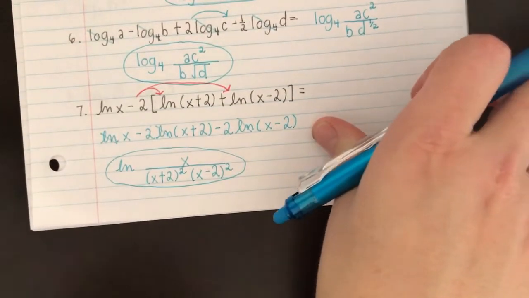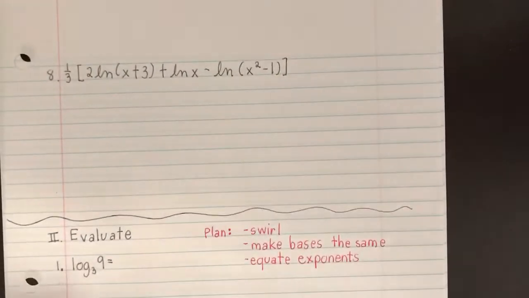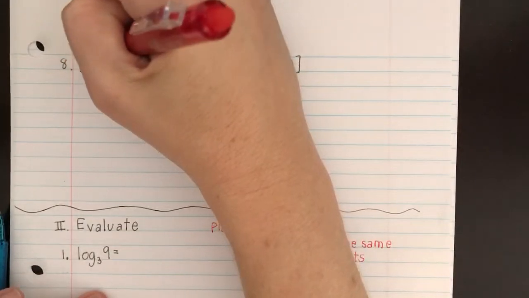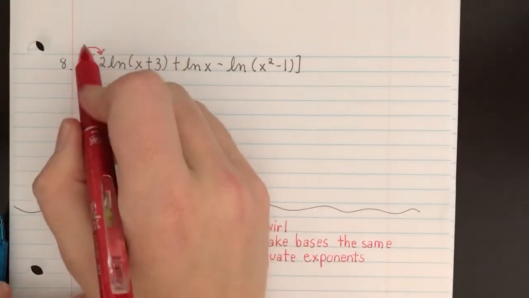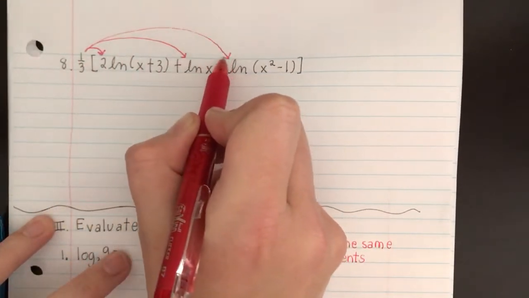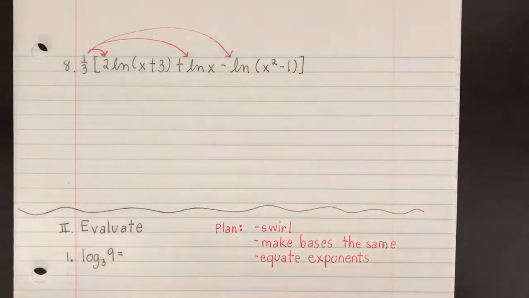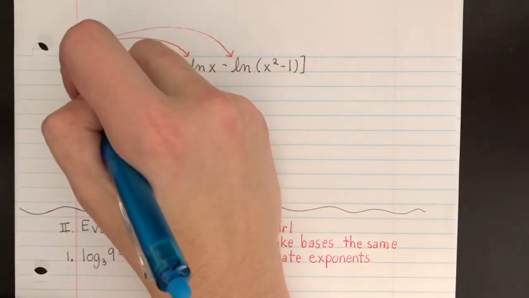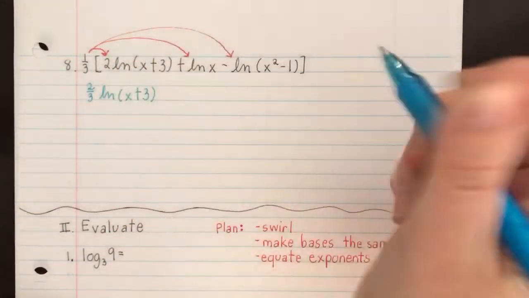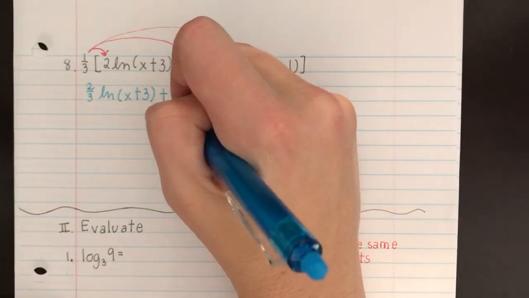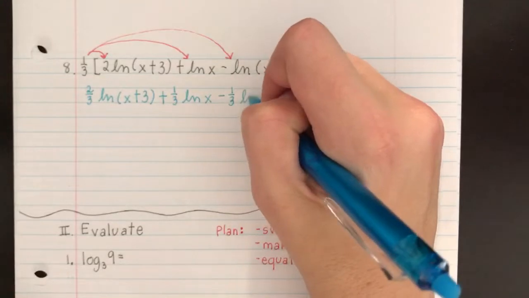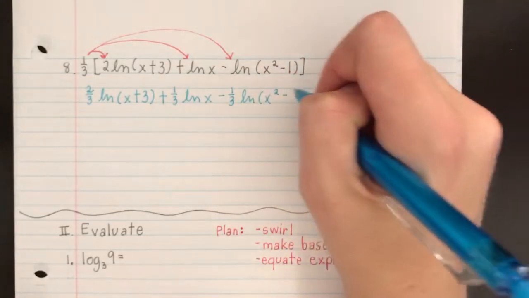Okay, so just one more of these type. Number 8. So here, similar situation where you need to distribute the 1/3 to all the natural logs. So this one, and that one. Okay, so we would have 1/3 times 2 is 2/3 natural log x plus 3 plus 1/3 natural log x minus 1/3 natural log x squared minus 1.